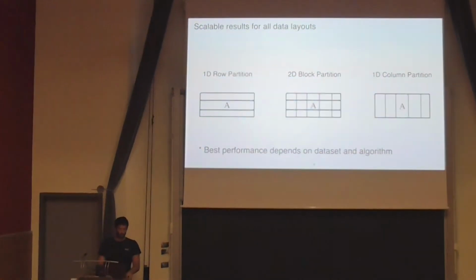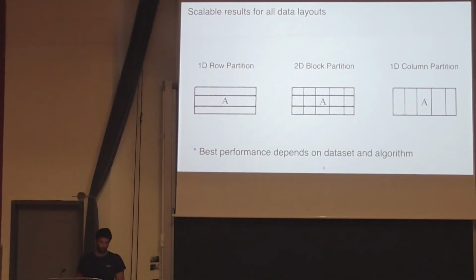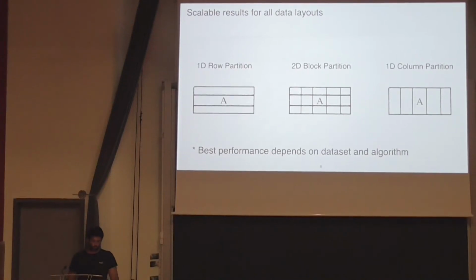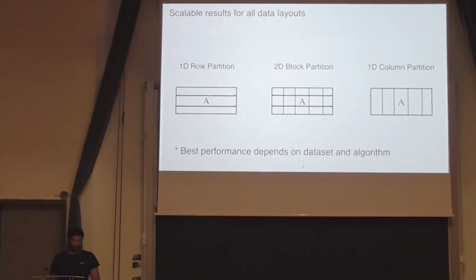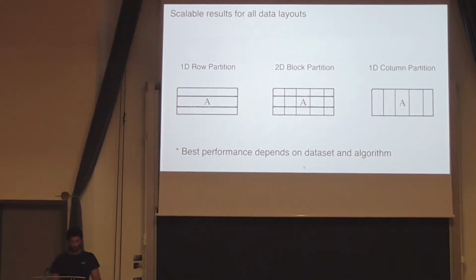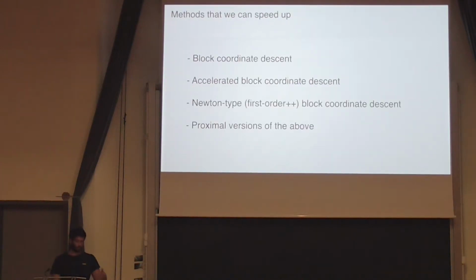In general, the results I will talk about, we can show similar results for column partitions and more complicated block partitions. And the performance depends on the data set, the sparsity of the data set, whether it is ill-conditioned or not, and the method that we are using. Beyond coordinate descent, the results I'll talk about hold for block coordinate descent methods.